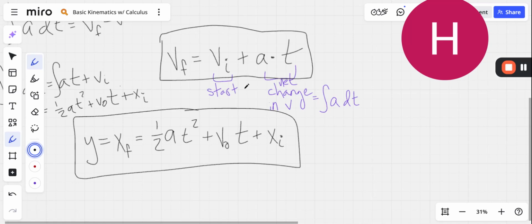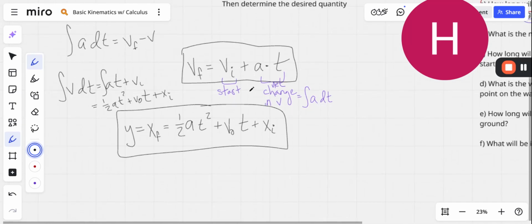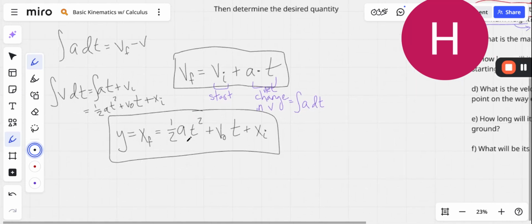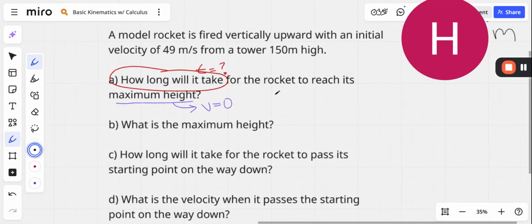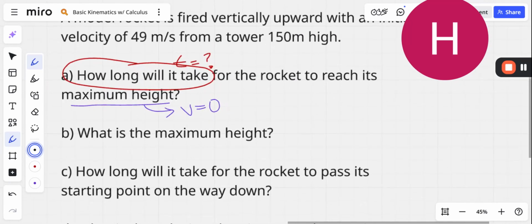This is called the kinematic chain in physics. So I'm not going to do the shortcuts, I'm going to do the long way, but I just want you to know that there is a shortcut, basically, that you can use these formulas directly whenever you have a free fall situation. Okay, let's go back to here. How long will it take for the rocket to reach its maximum height? Which means v equals 0.